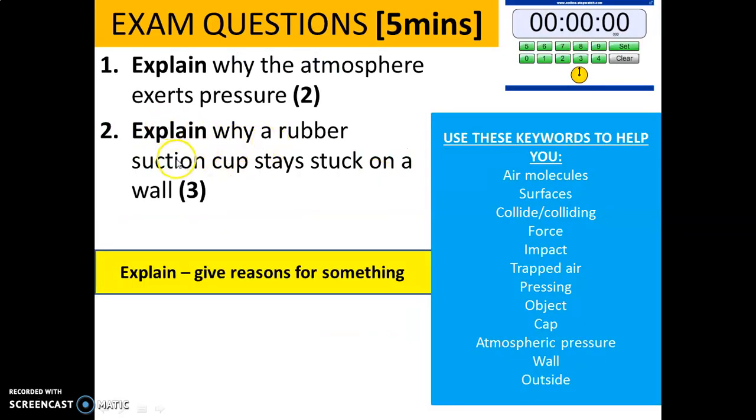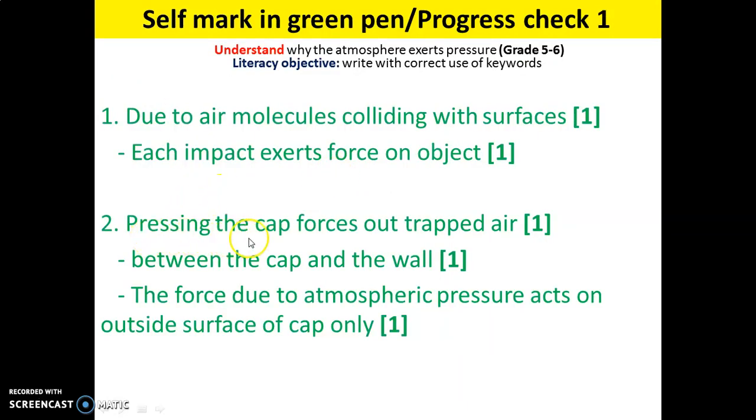Question: explain why a rubber suction cup or cap stays stuck on a wall. Mark 1. Pressing the cap forces out trapped air. Mark 2. Between the cap and the wall. Mark 3. The force due to atmospheric pressure acts outside the surface of the cap only.